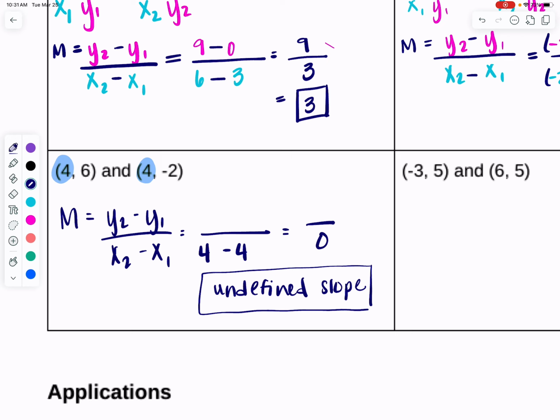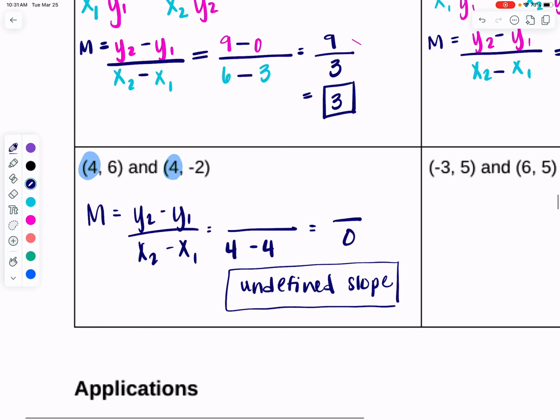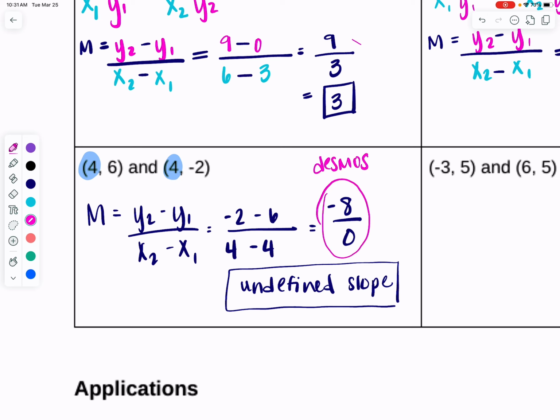It doesn't matter what the y's are. We don't care. You have an undefined slope when there's a 0 in the denominator. Now, if that bothers you and you really want to complete the top part, we will. We would have -2 minus 6. That's -8. -8 divided by 0 is undefined. If you forget, you can put -8 over 0 into Desmos, and it'll tell you that it's undefined.